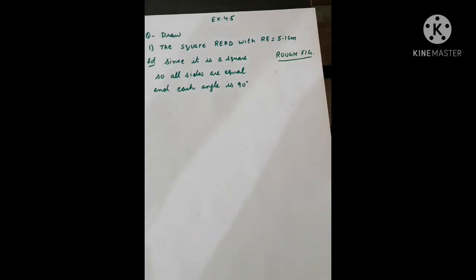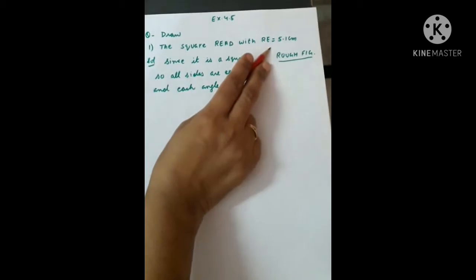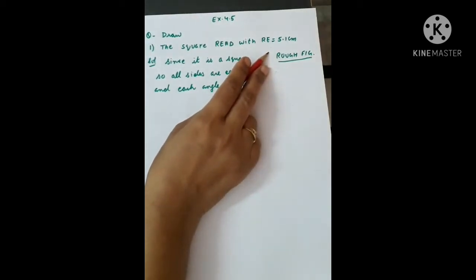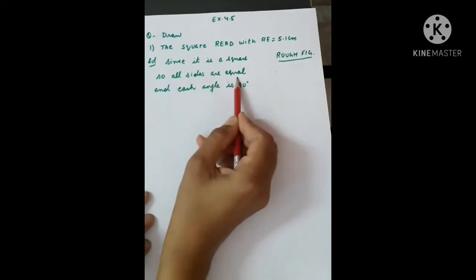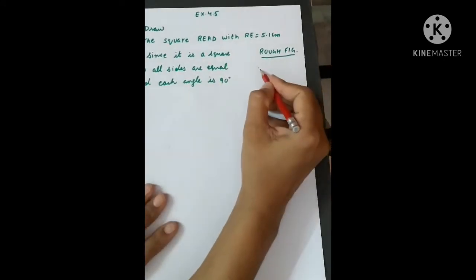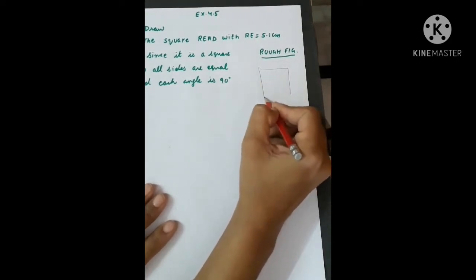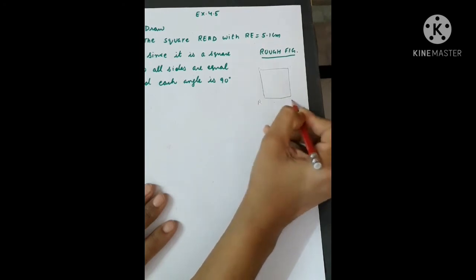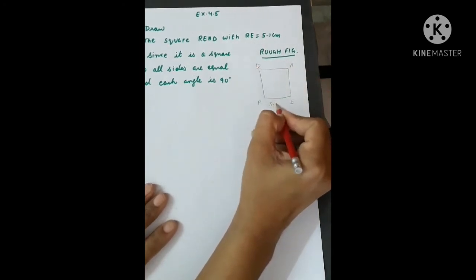Now here they have said draw a square READ. It is given it's a square and one side is given, 5.1. So we will use the properties of a square. Since it is a square, all sides are equal and each angle is 90 degree. So as we do always, first we will draw the rough figure. In the rough figure, you will name this as R, E, A, D. And this side is 5.1.